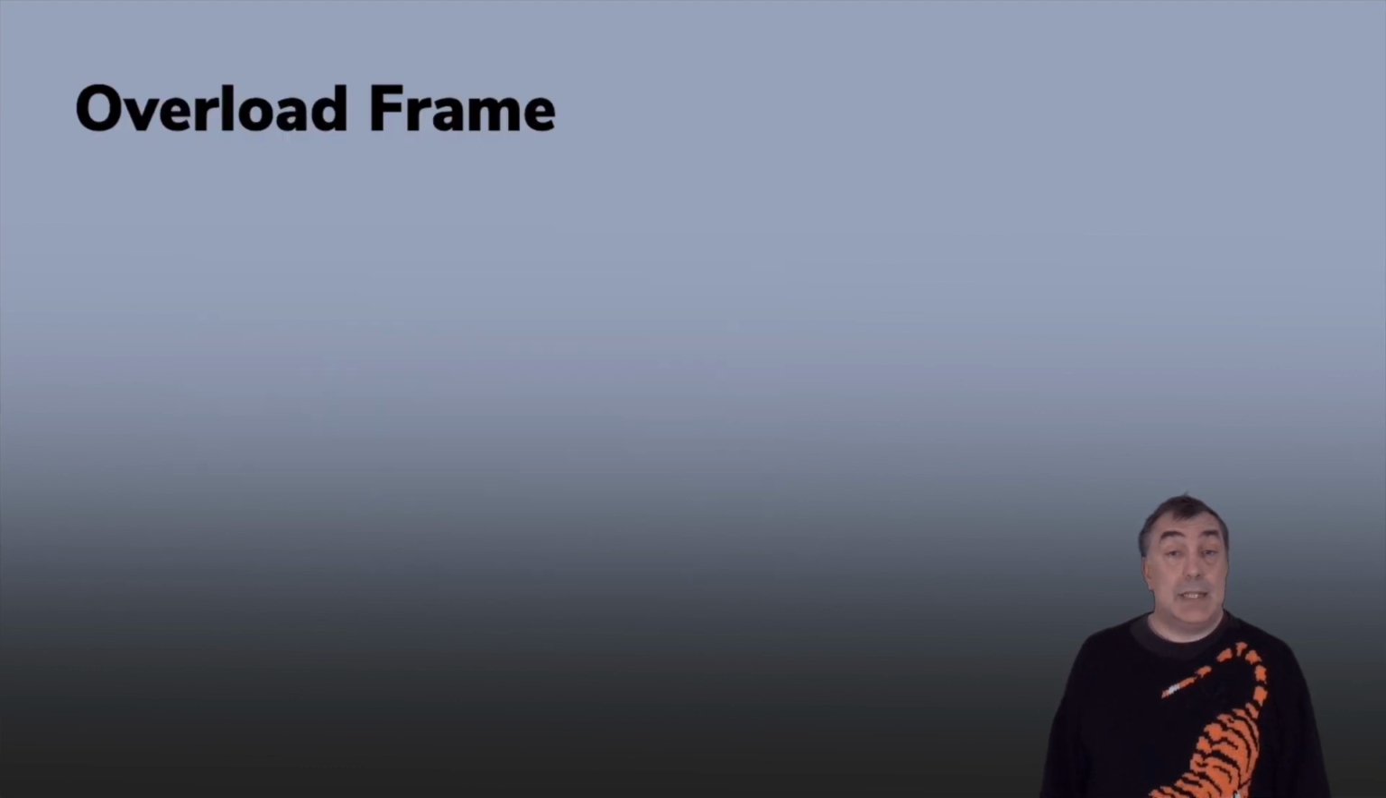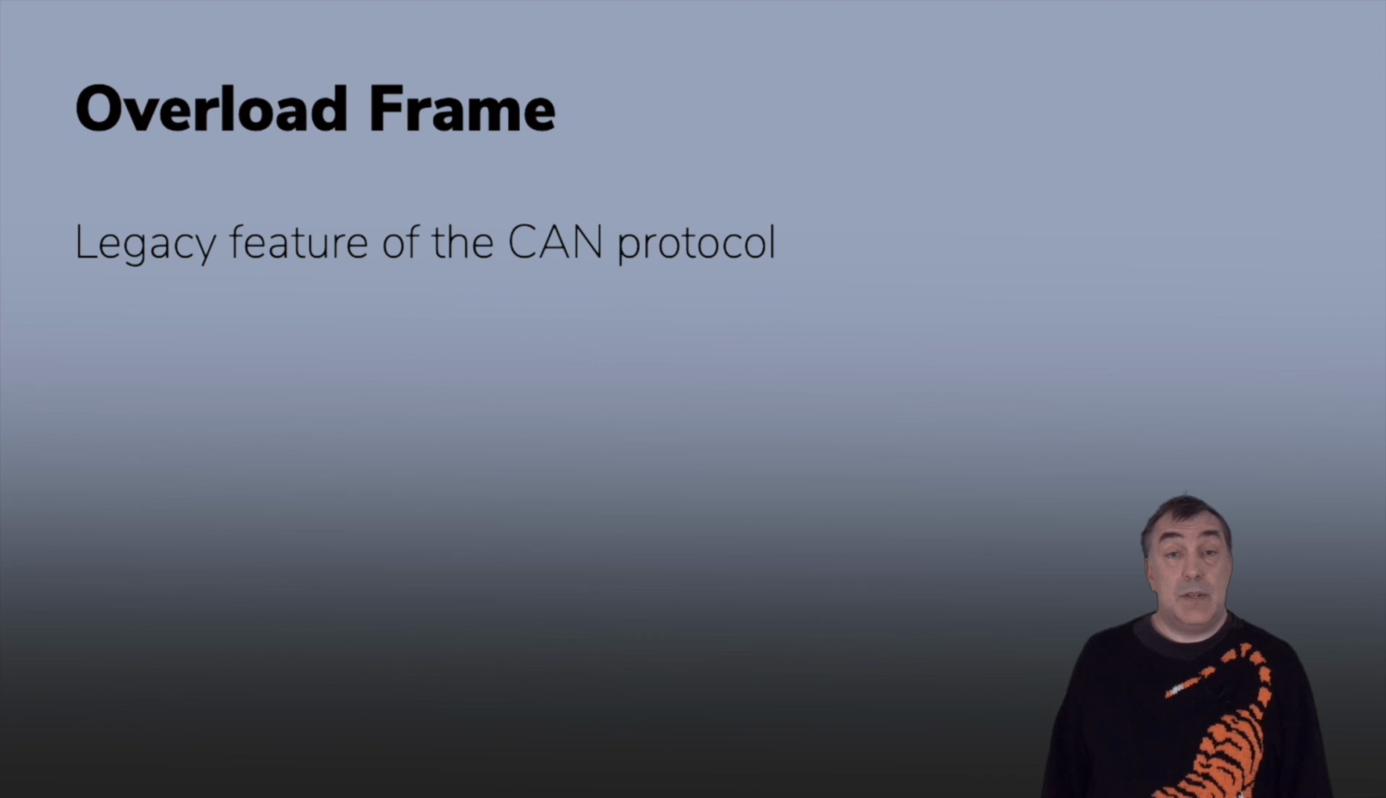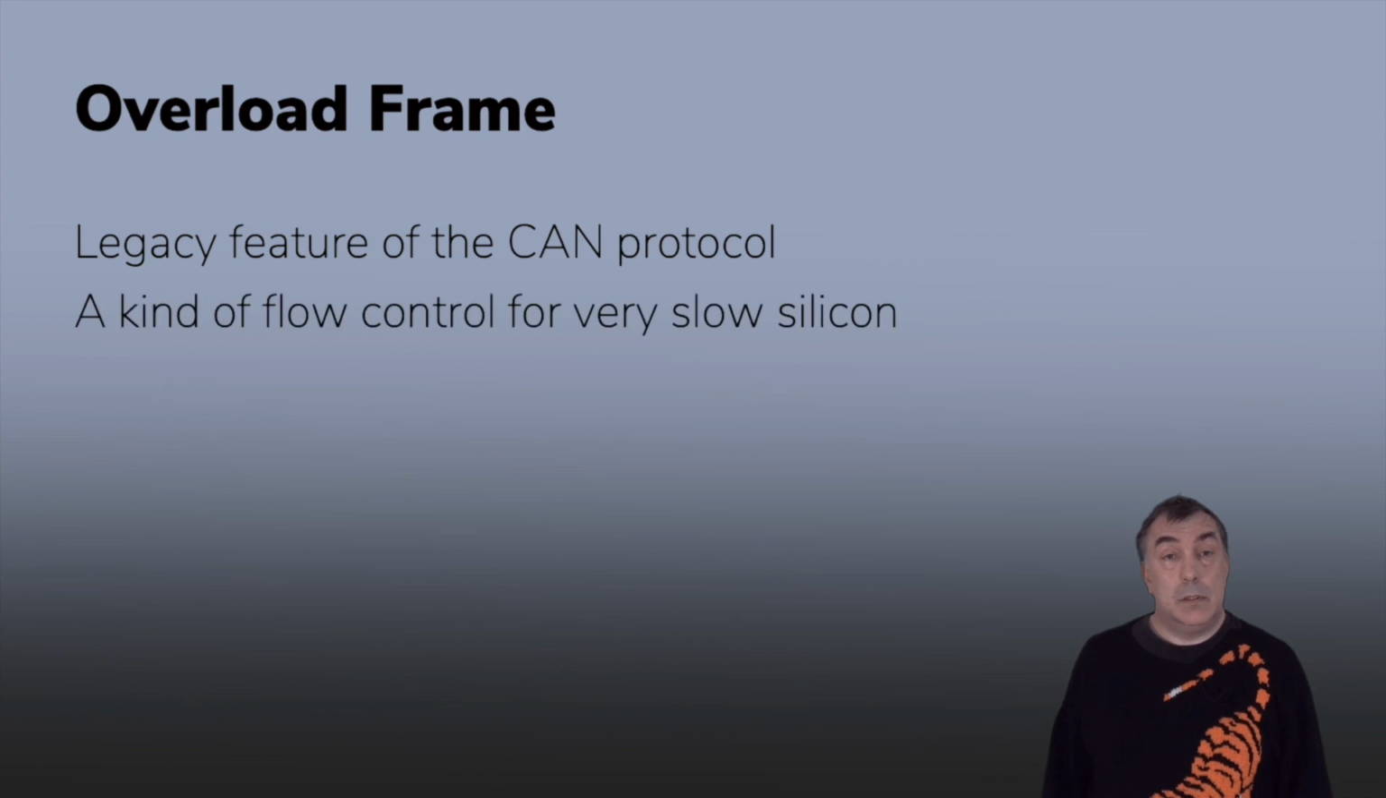The overload frame is a legacy feature of the CAN protocol, and it's not generated by modern CAN hardware. When CAN was invented, silicon was quite slow and ran with slow clock rates. Back then, it was quite difficult for hardware to move a frame into the buffer in time, so the protocol had overload frames added to allow a controller to ask for more time. You could say an overload frame is a kind of flow control for the hardware.